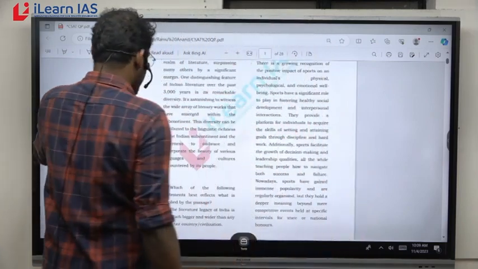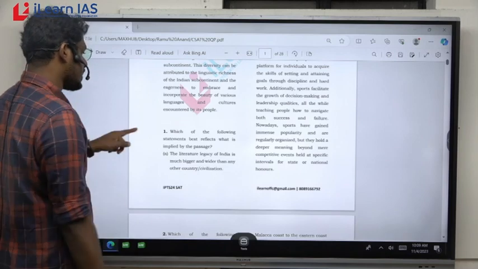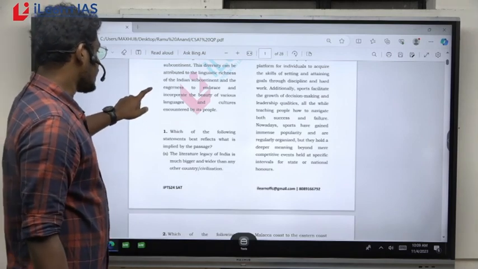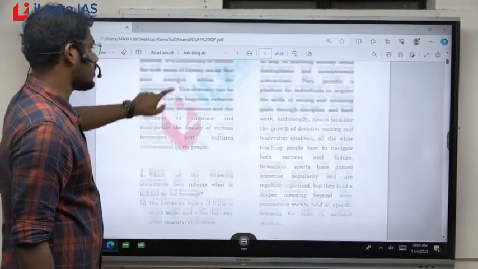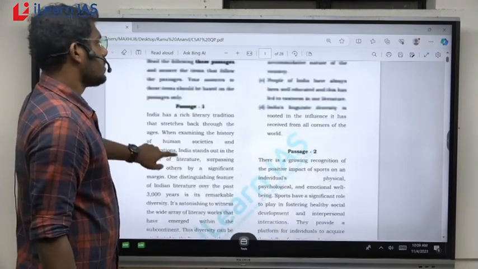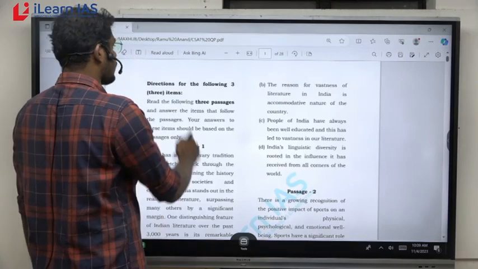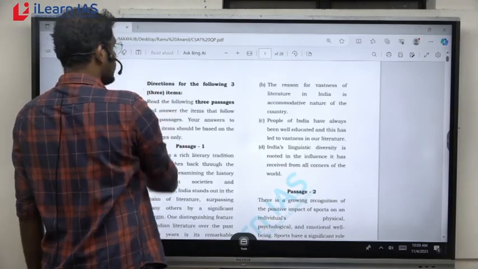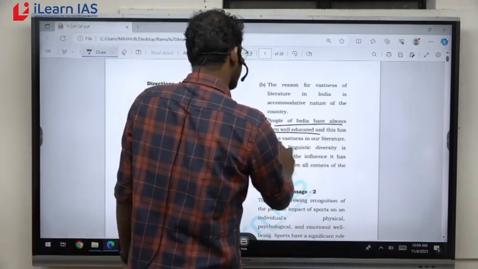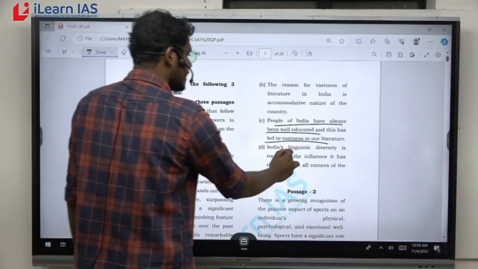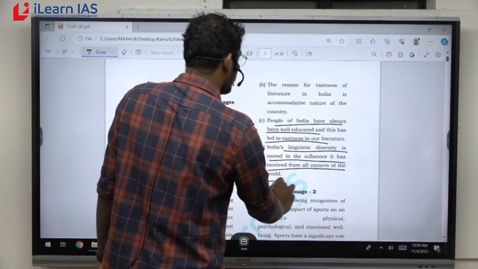The first question, let's read the question first. Which of the following statements best reflects what is implied by the passage? The literary legacy of India is much bigger and wider than any country or civilization. The reason for vastness of literature in India is the accommodative nature of the country. People of India have always been well educated, and this has led to vastness in our literature. India's linguistic diversity is rooted in the influence it has received from all corners of the world.